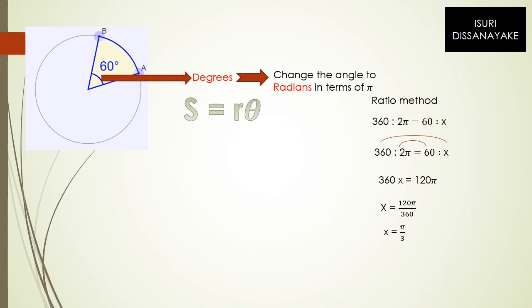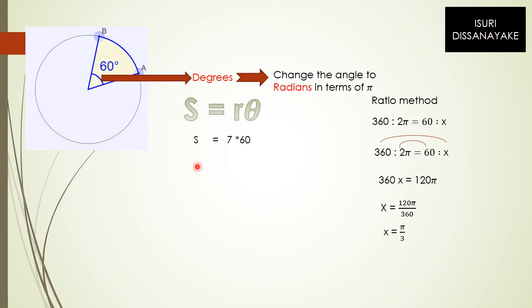Additional math students, you usually use the radians to measure the size of the angle. So the formula that you use instead of C equals 2 pi r into theta over 360 is S equals r theta.